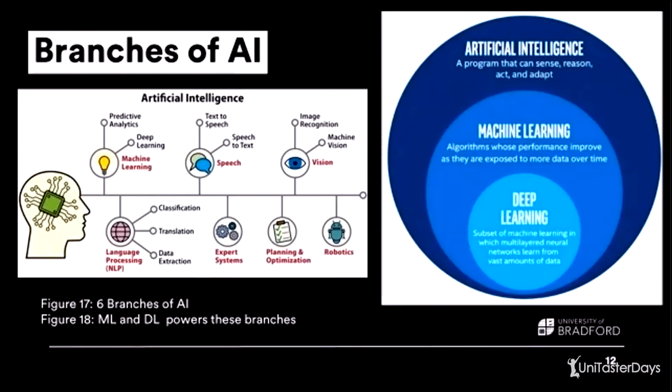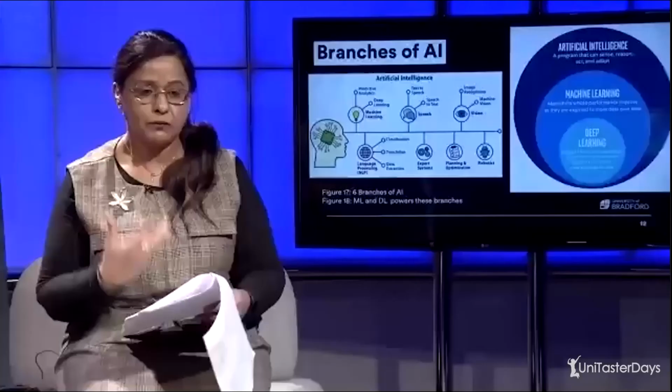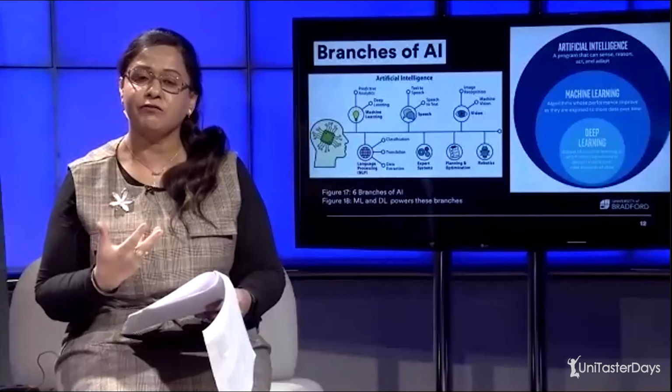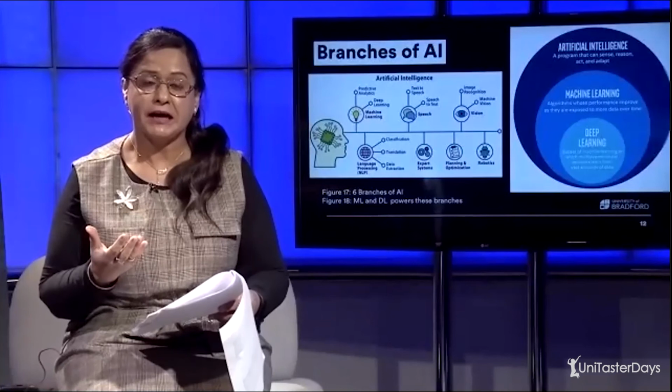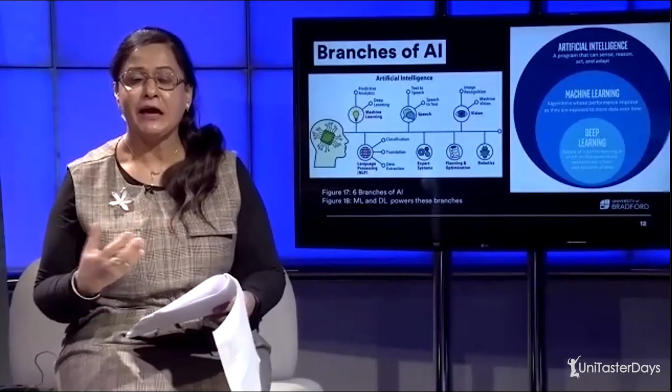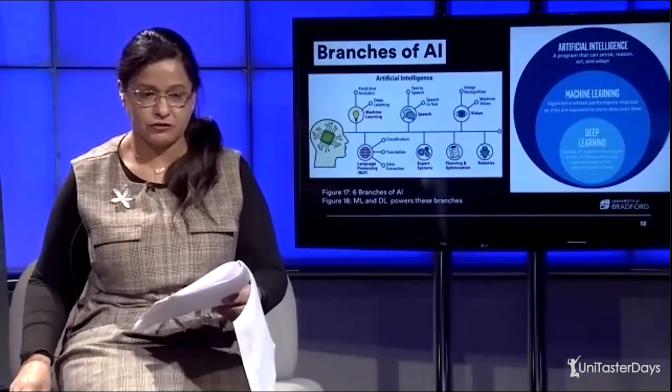We've got these branches, and then we've got the AI structure itself with machine learning, where it's learning about data and its performance increases over time. And then your deep learning, where it's got its architecture and it's learning without any explicit instructions. So what I want to show you now, we'll talk about now.